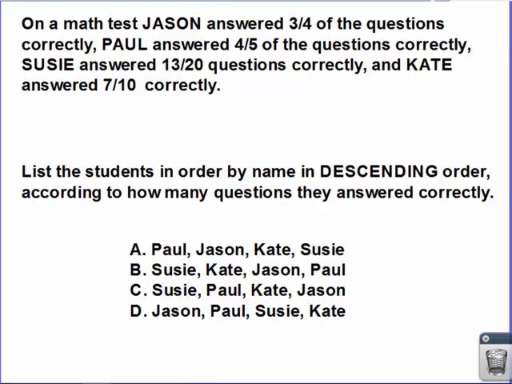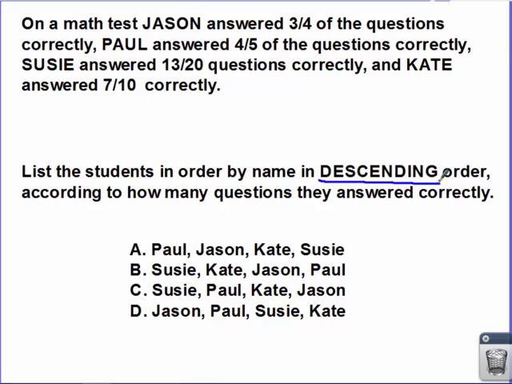On a math test, Jason answered 3/4 of the questions correctly. Paul answered 4/5 of the questions correctly. Susie answered 3/20 of the questions correctly. And Kate answered 7/10 correctly. List the students in order by name in descending order according to how many questions they answered correctly. So again, descending means I want greatest to least.